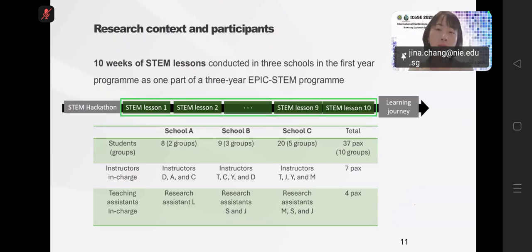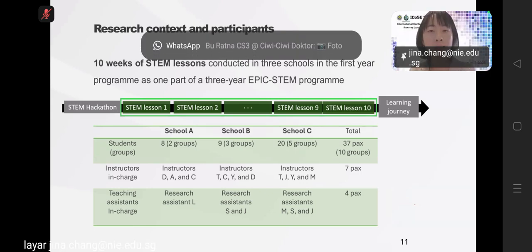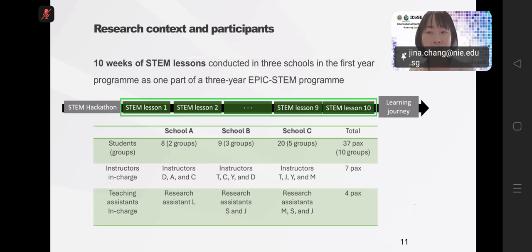Okay, so this study was conducted as a part of a three-year big project led by Professor Theo Tangi. And this project aimed at developing students' STEM capacity. Specifically, it focuses on the second event within the project, a 10-week STEM initiative implemented across three secondary schools.